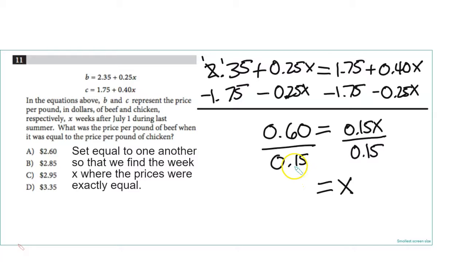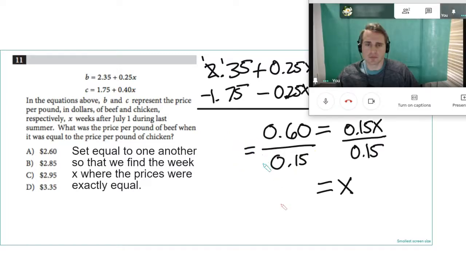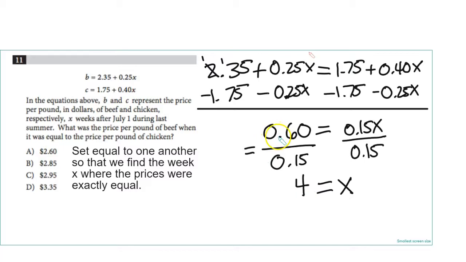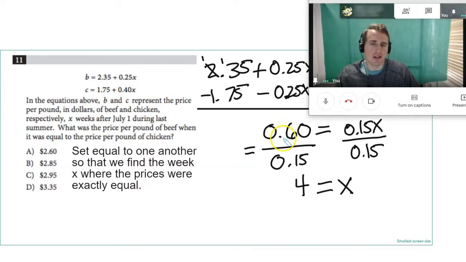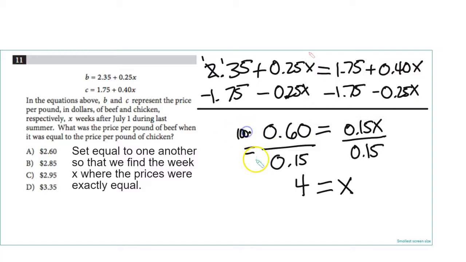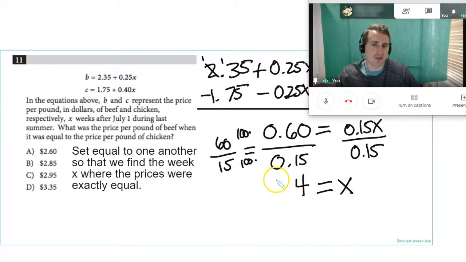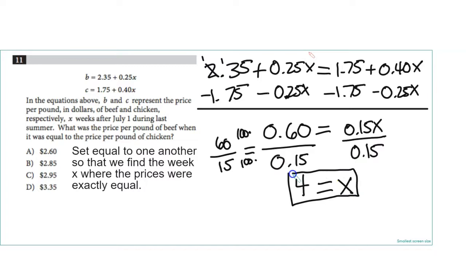I'm putting that into my calculator. Is it 0.6 over 0.15? It's 4. Now, if you didn't know that quite so quickly, it's okay, but notice that you can multiply the numerator and the denominator by the same number to get rid of decimals. You can multiply them each by 100, and I would recommend that because that would just be 60 over 15. Now, 60 over 15 is a lot easier to divide. It's just 4. But either way, x is 4.